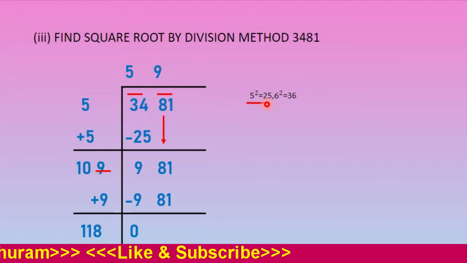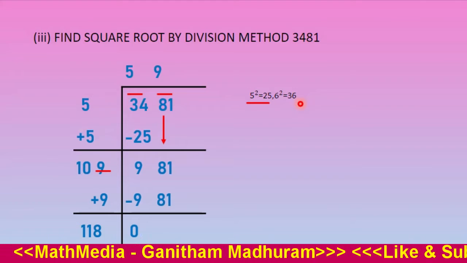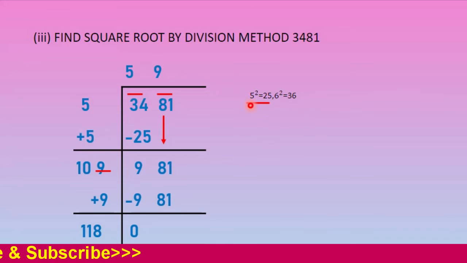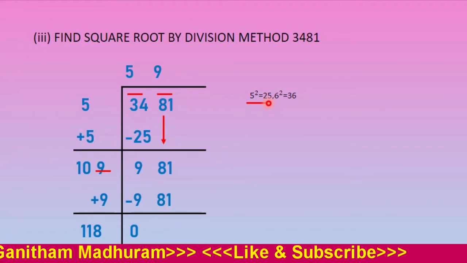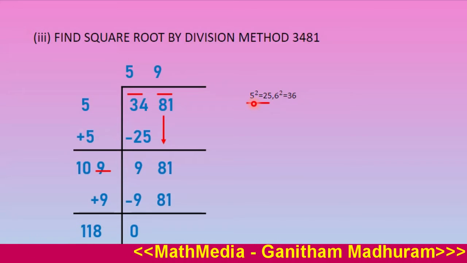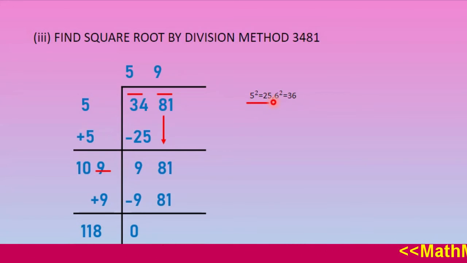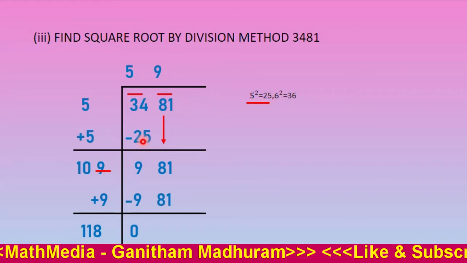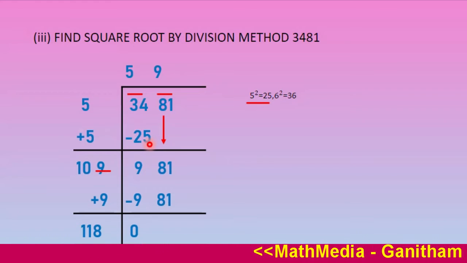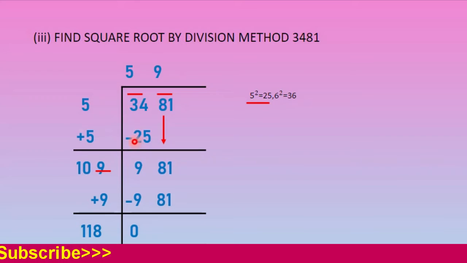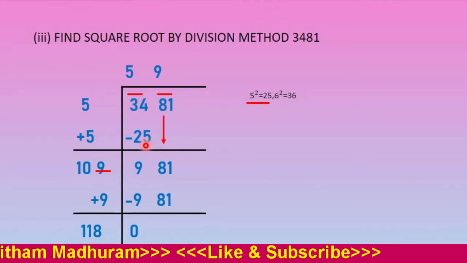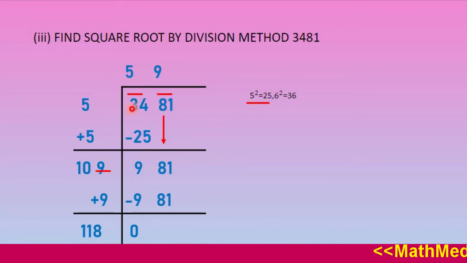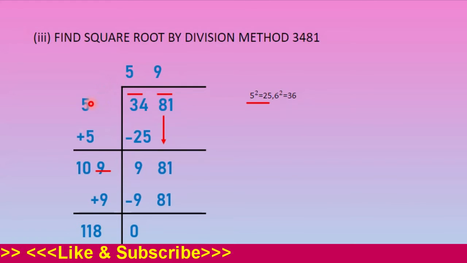5 square equal to 25, 6 square equal to 36. 34 is not a perfect square, so take the square number less than 34, that is 25. That we can write in the dividend. And what is the square root of the square number? Square root of 25 is 5. We have to write 5 two times, first in the quotient just above the first group and in the divisor.